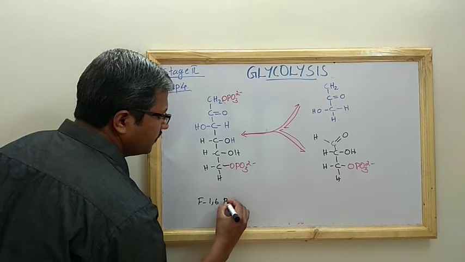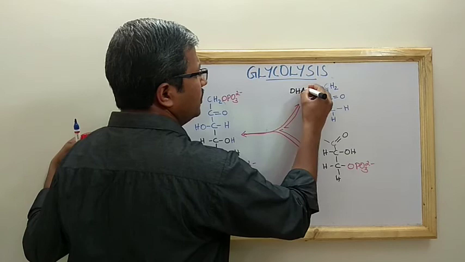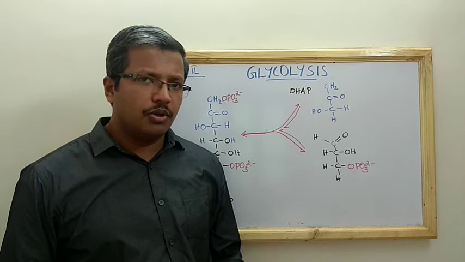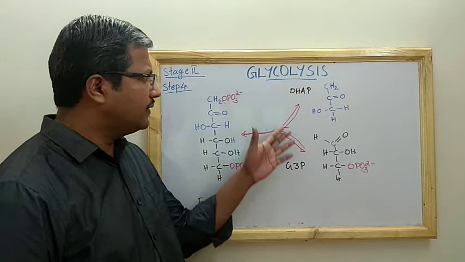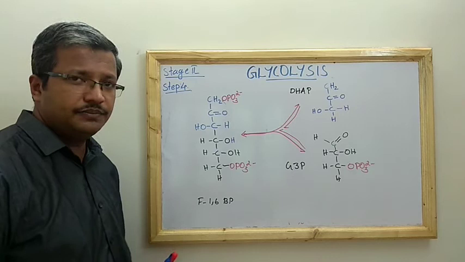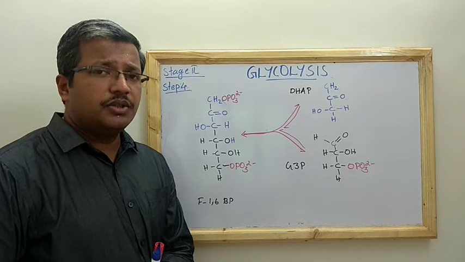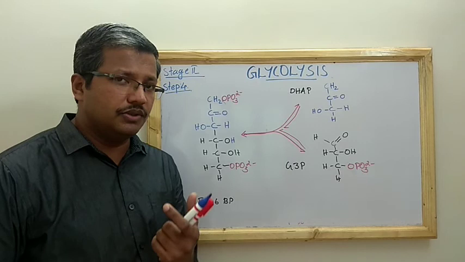And this one is dihydroxyacetone phosphate. I'm not writing the full name because we have already discussed dihydroxyacetone and all in carbohydrates. And this one is glyceraldehyde 3 phosphate. Their structures we have already discussed in carbohydrates. So that's why I'm making it short. DHAP and the G3P. Now what happens next? I told you at the first itself, there are two steps in this stage. First one is the cleavage, and second one is the interconversion. So this dihydroxyacetone phosphate and glyceraldehyde 3 phosphate should be interconverted.